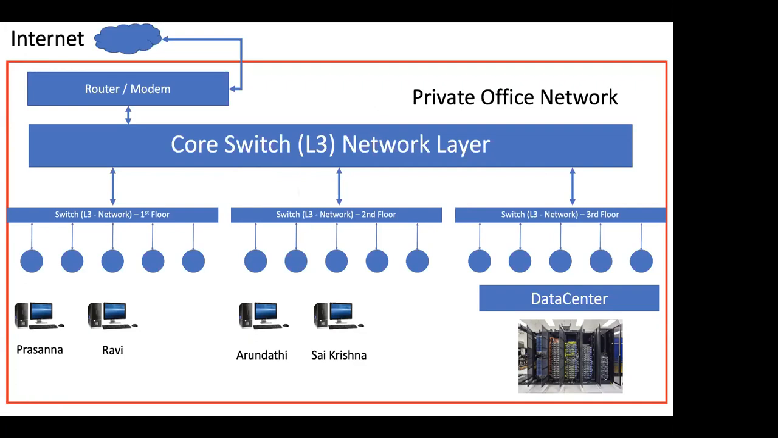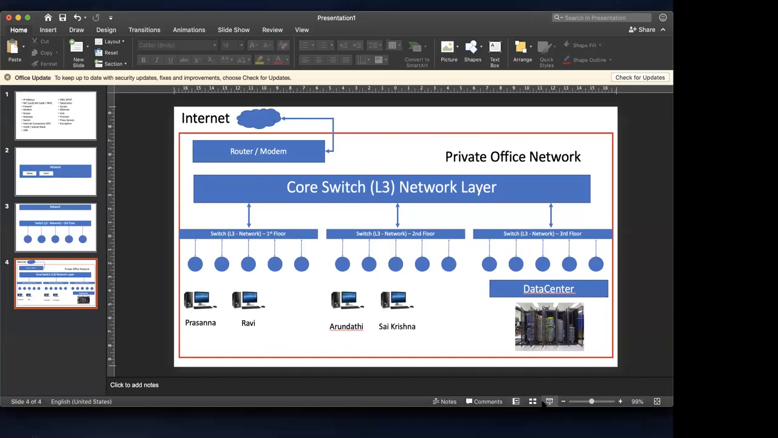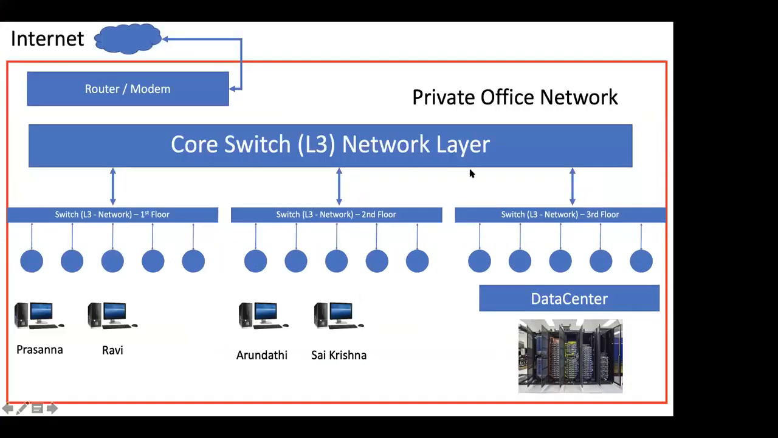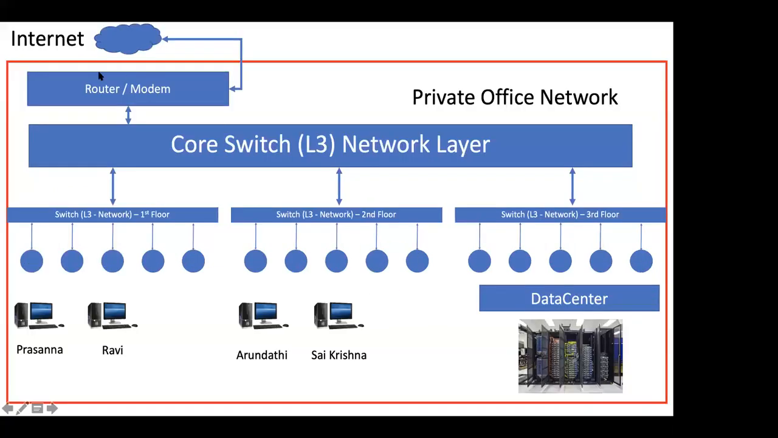The only interface that my private network has to the public world is through this router or modem. Now assume this connection is not there. Then my private network is restricted to my premises. I won't be able to connect to any public network, and nobody will be able to come from outside into my private network. So the only difference is to add a gateway, called a router or modem, which allows you to access the internet.